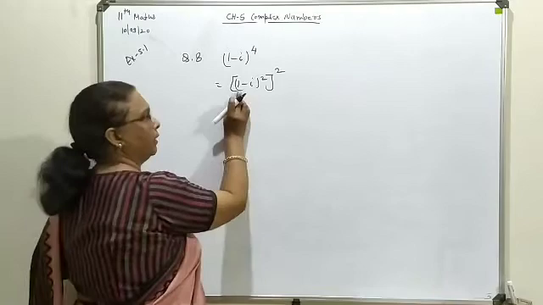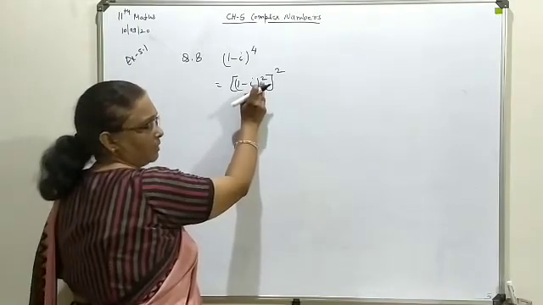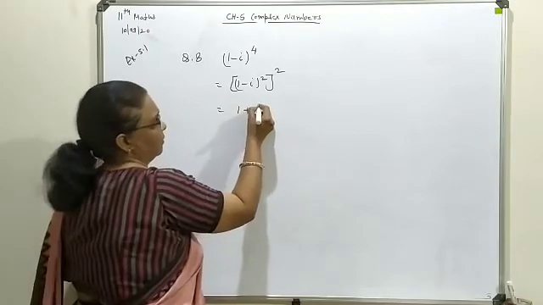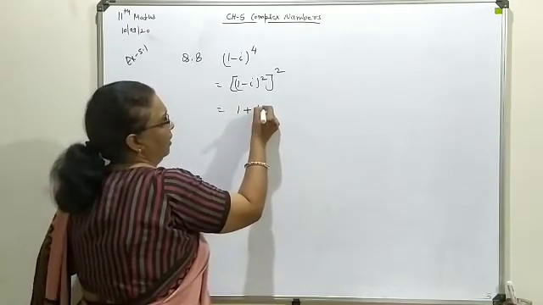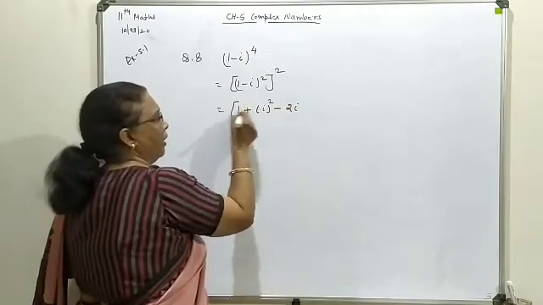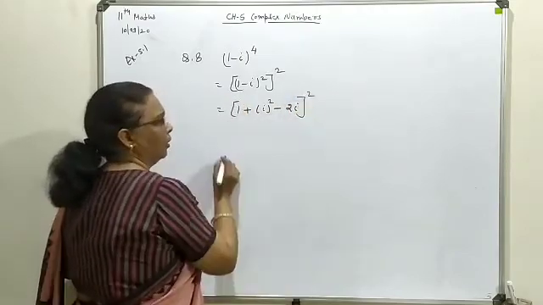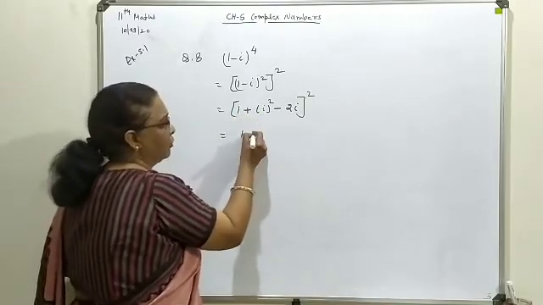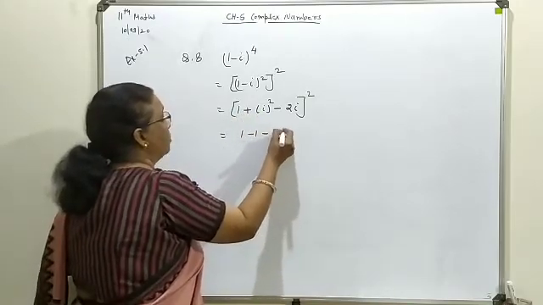Now inside the bracket make the expansion with respect to this square, which is 1 plus iota square minus 2 iota, whole square. Now this is your 1, iota square will give you minus 1, minus 2 iota.